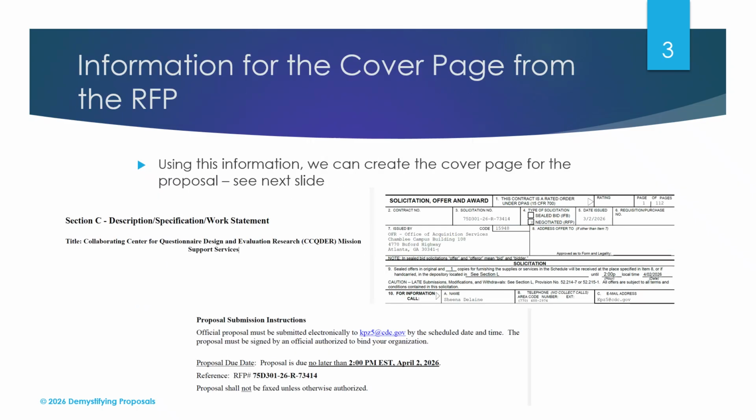So here are some screenshots from the RFP of the information we can use to create the cover page for the proposal. Section C, or the statement of work, tells us the title of the work from the government's perspective. The cover page of the solicitation tells us the contact information for the person to whom the RFP should be directed. The proposal instructions also have this information, though they only included an email, and we would like to present the information with more details than just the email.